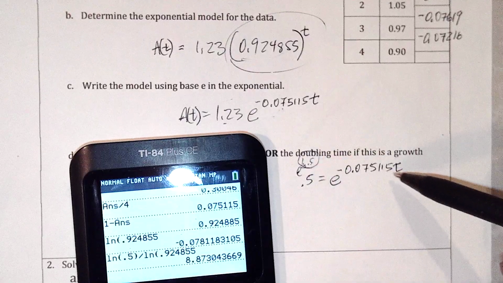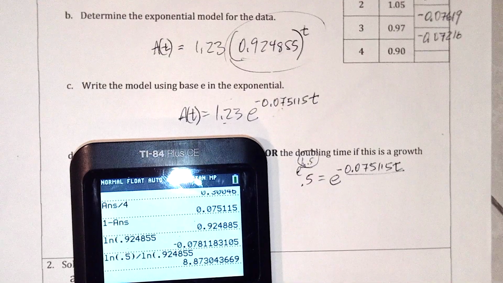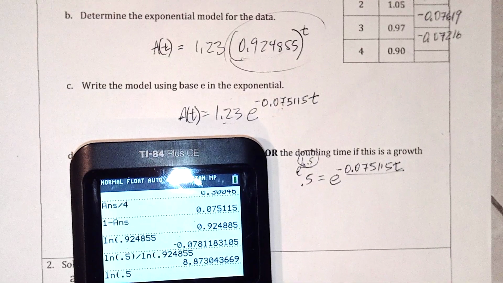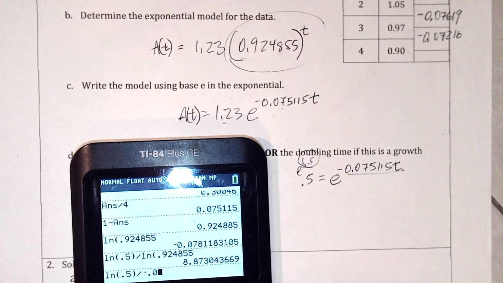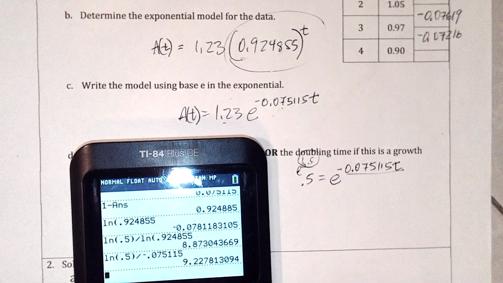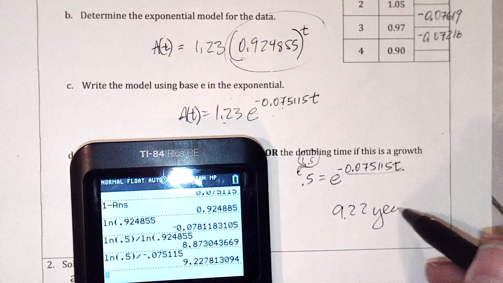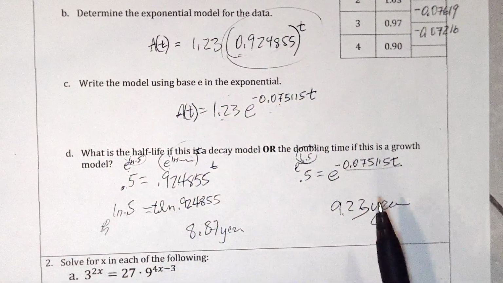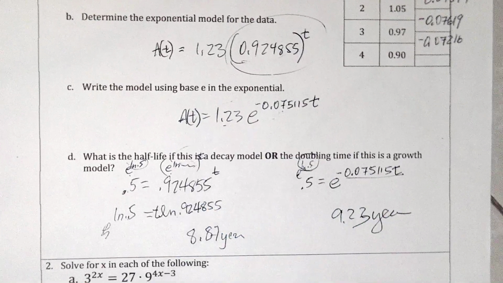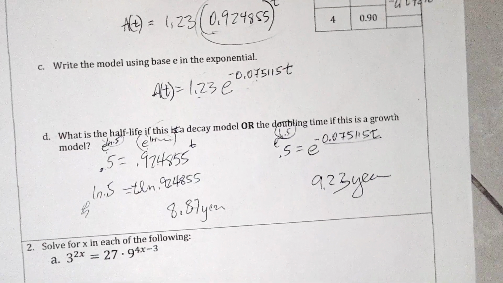If I do this one, I can write this as e to the ln 0.5. So I have ln 0.5 equals this. So I have to take ln 0.5 divided by negative 0.075115. And I get 9.22 years. So 8.87 and 9.22, they're near the same. The models are slightly different, but that's kind of the idea behind them. That's all I wanted you to get.